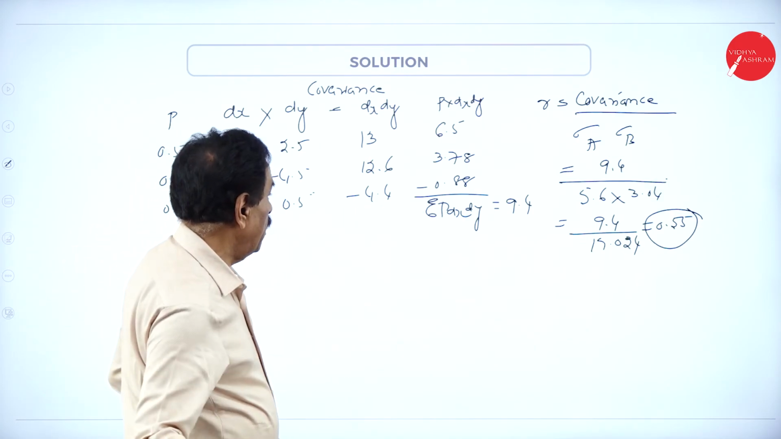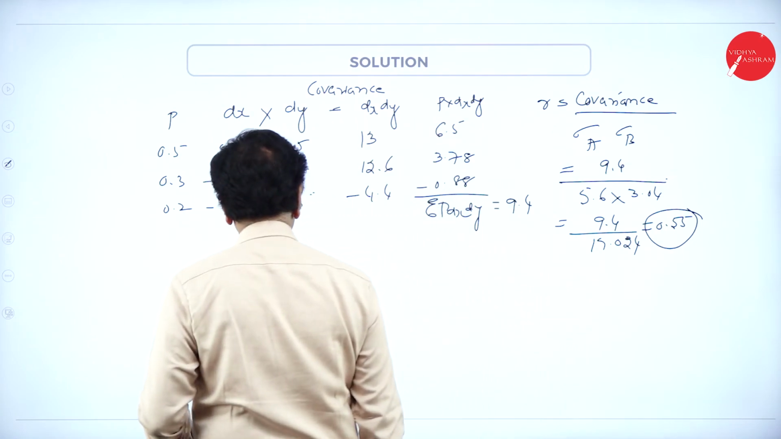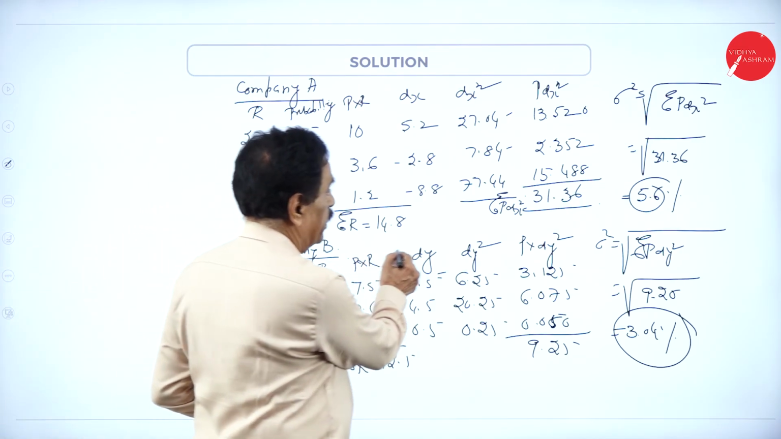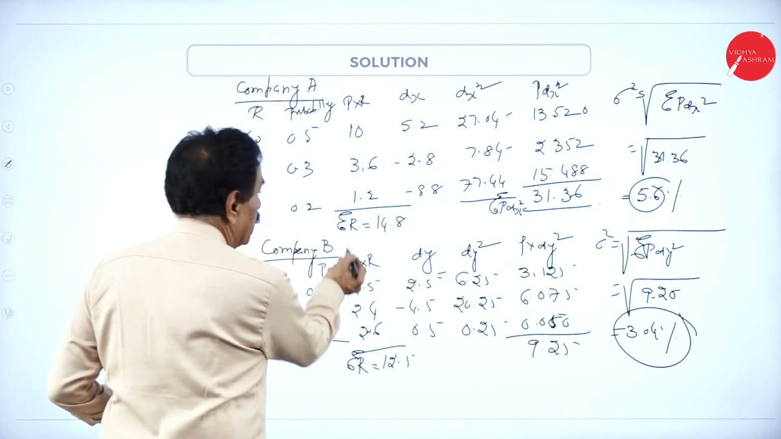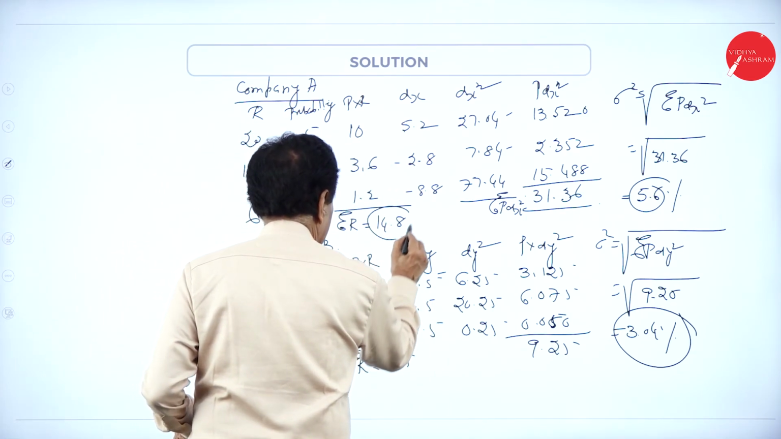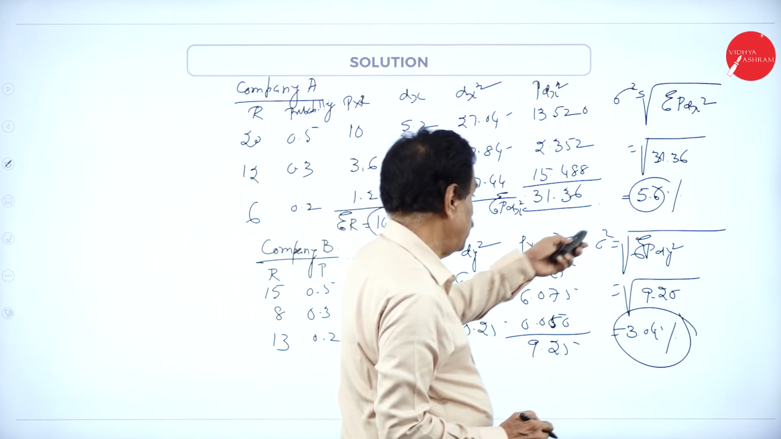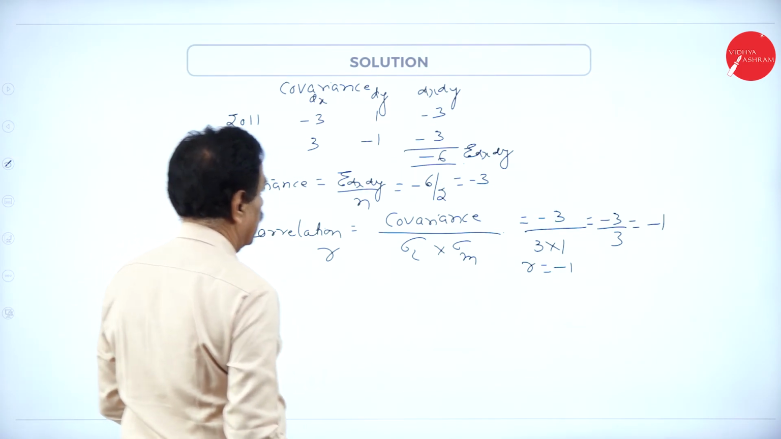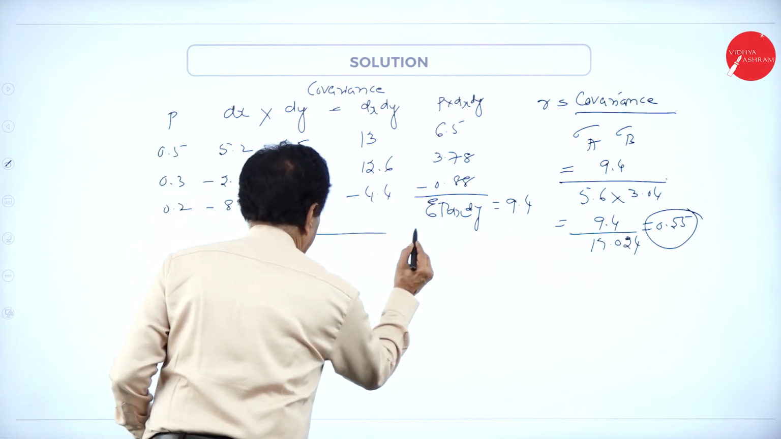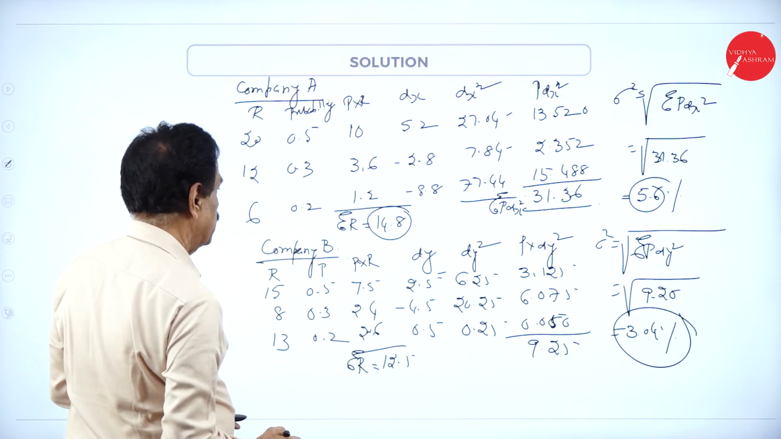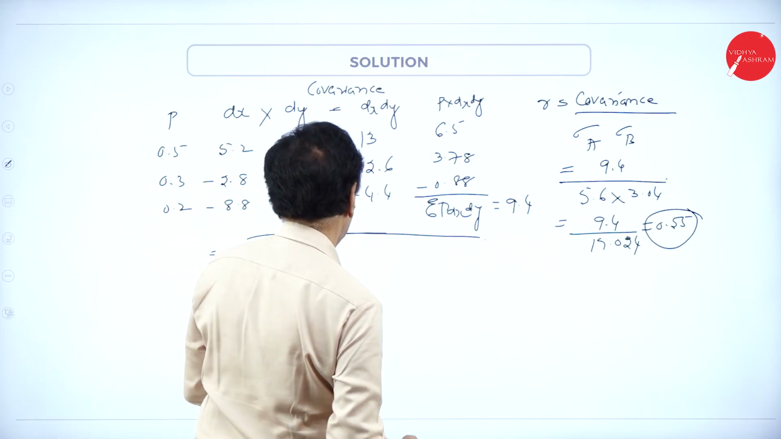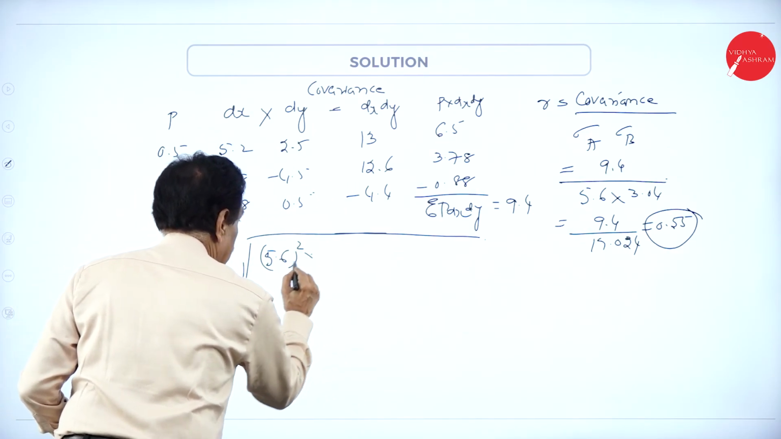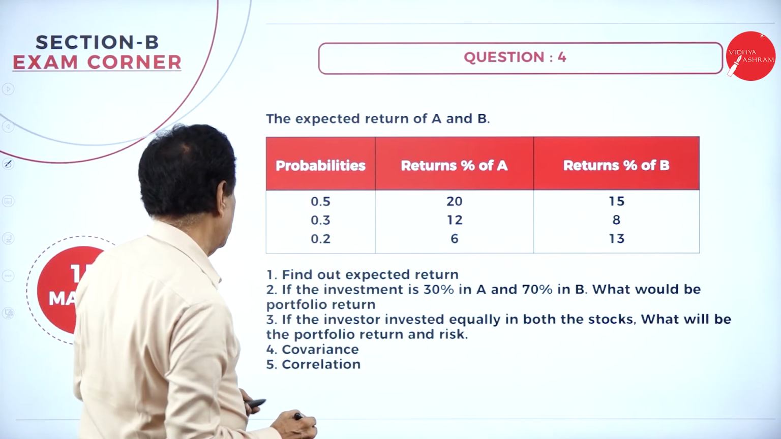By chance, if you assume the same thing with a covariance of 0.55, the expected returns are 14.8 and 12.5, and the standard deviations are 5.6 and 3.04. If you assume 70% and 30% weights, we can also do that. What is the first one? Standard deviation 5.6 whole square into the first weight, 0.30 whole square.